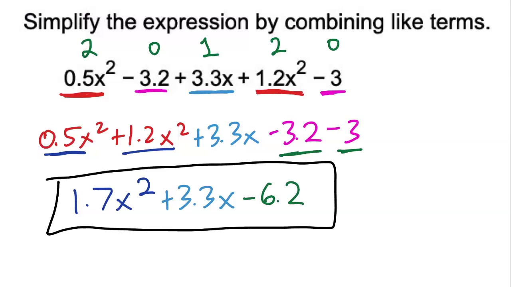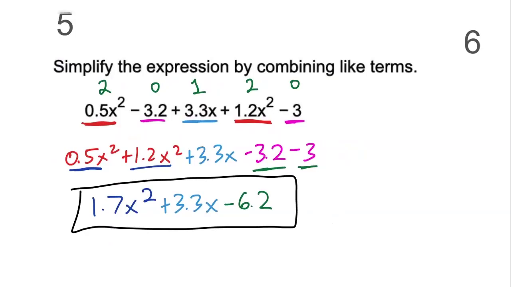Does it matter if I put the 1.2x squared first instead of the 0.5? No, doesn't matter. Because when you add them together, either way, you still get 1.7. That's the important part. So that was a very good question. It doesn't matter which one you write first, as long as you know you're combining these two, because when you add them, you'll get 1.7x squared either way as the answer. So it doesn't matter which one you write first.